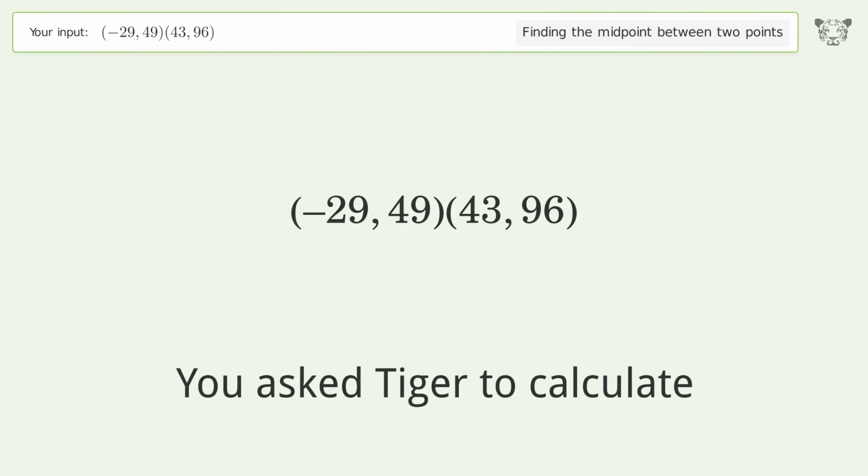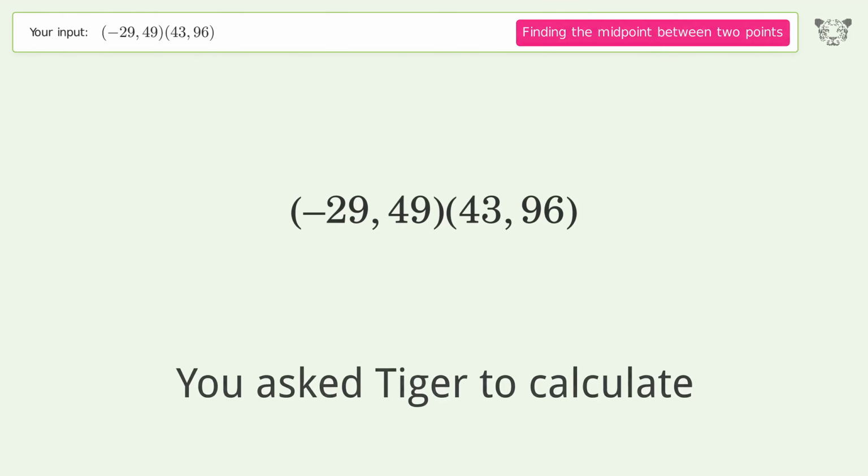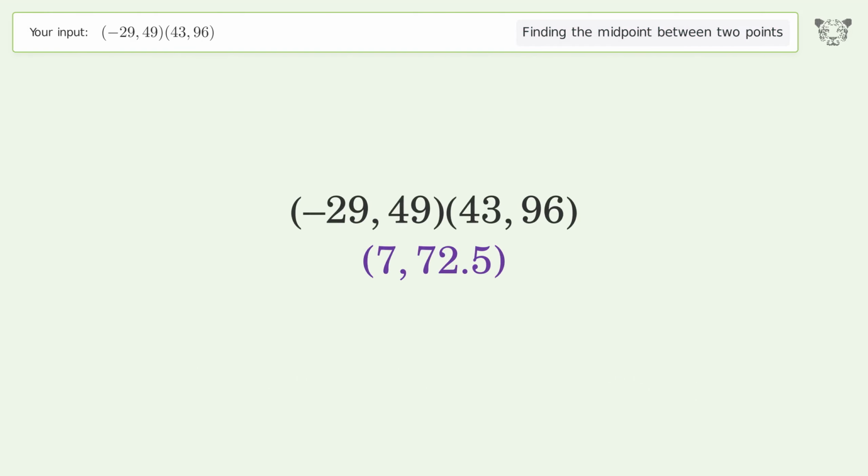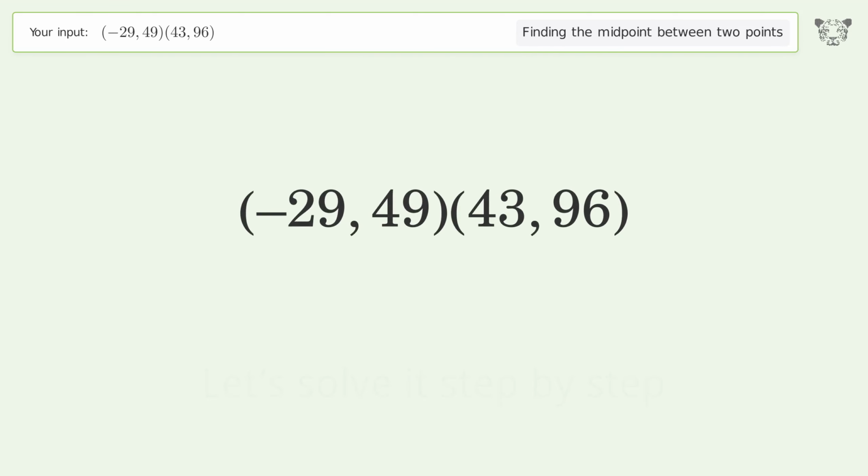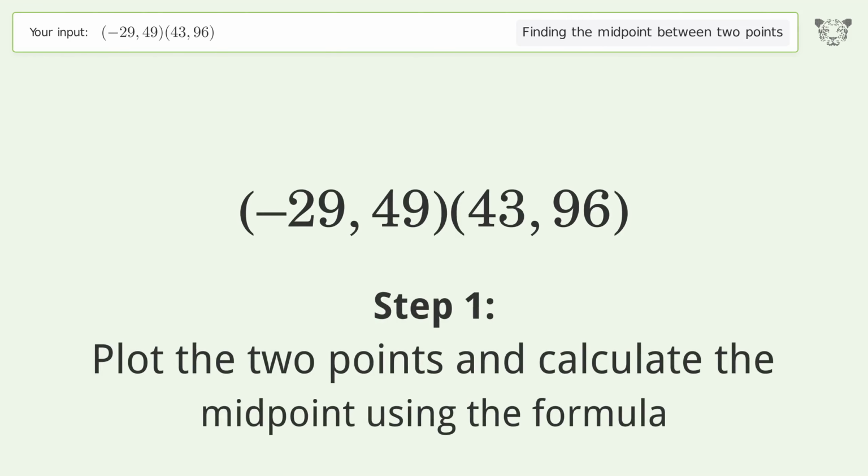You ask Tiger to calculate. This deals with finding the midpoint between 2 points. The midpoint between the 2 points is 72.5. Let's solve it step by step. Plot the 2 points and calculate the midpoint using the formula.